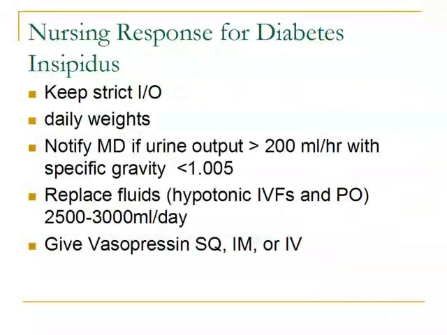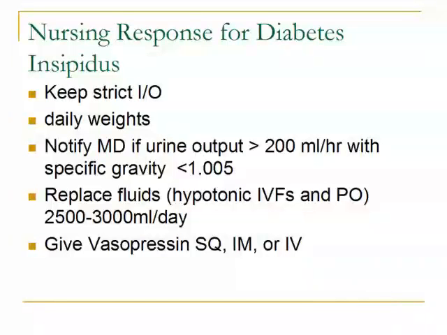Physician needs to be notified if that urine output does get above 200 milliliters per hour, especially with a low specific gravity, because that patient's going to need the IV fluids increased. Typically, we'll give a hypotonic type of solution, like maybe 0.45 normal saline would be a good example, up to 3 liters per day, and also to give ADH back to that patient.